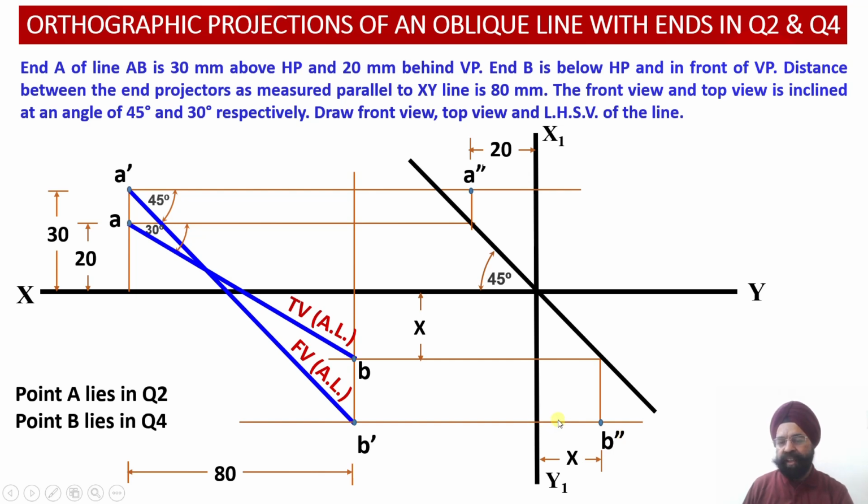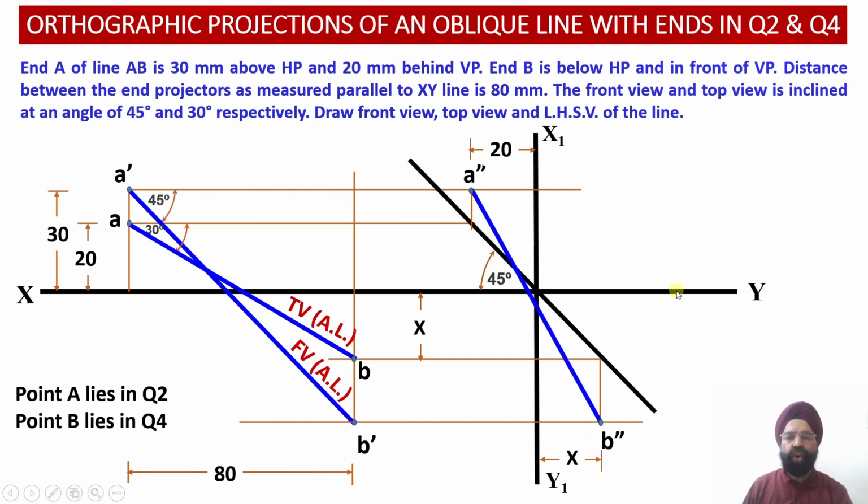Now again we can check. This point B double dash is located at a distance of x millimeter in front of the vertical plane, right? And the distance of the point B double dash from the horizontal plane is the same as the distance of the point B dash from the horizontal plane. Both of these points lie below the horizontal plane by the same distance. So this way, A double dash point has been located, B double dash point has been located.